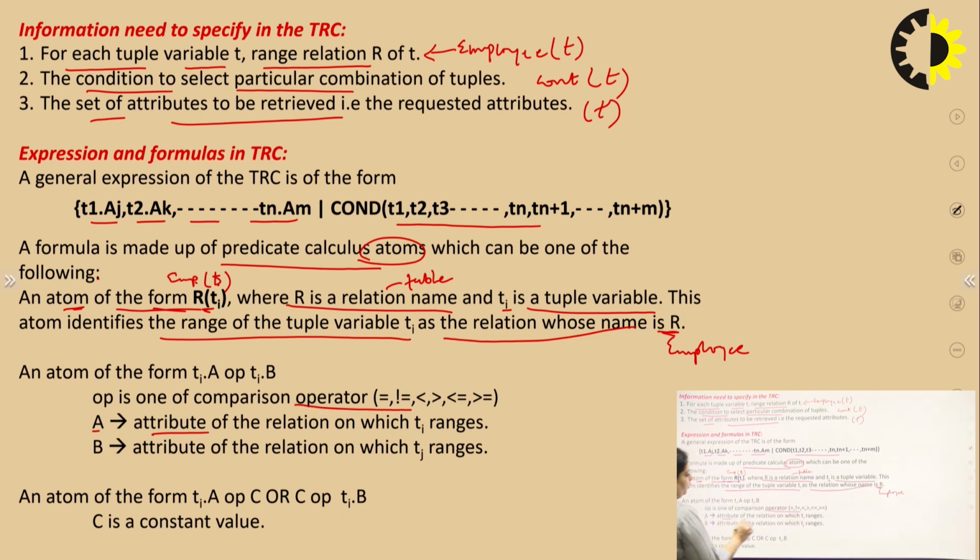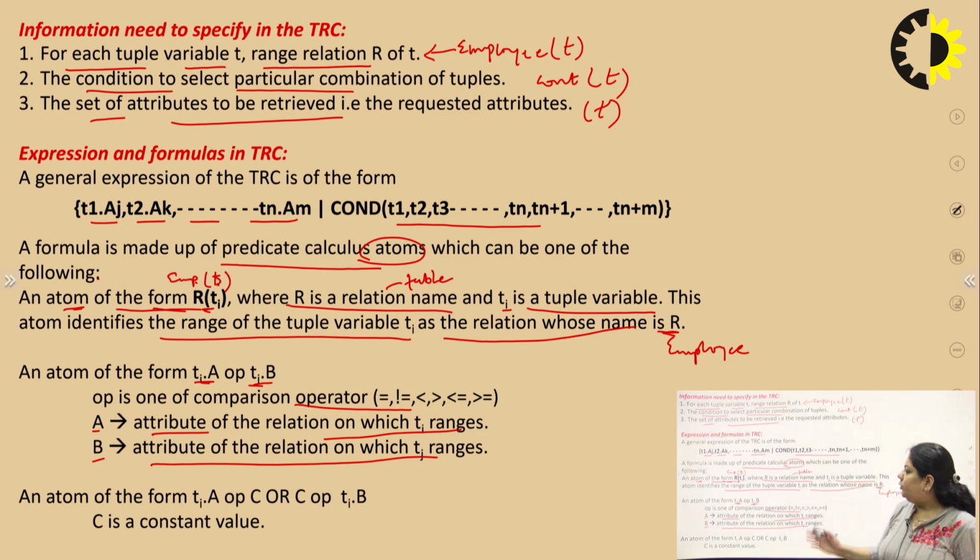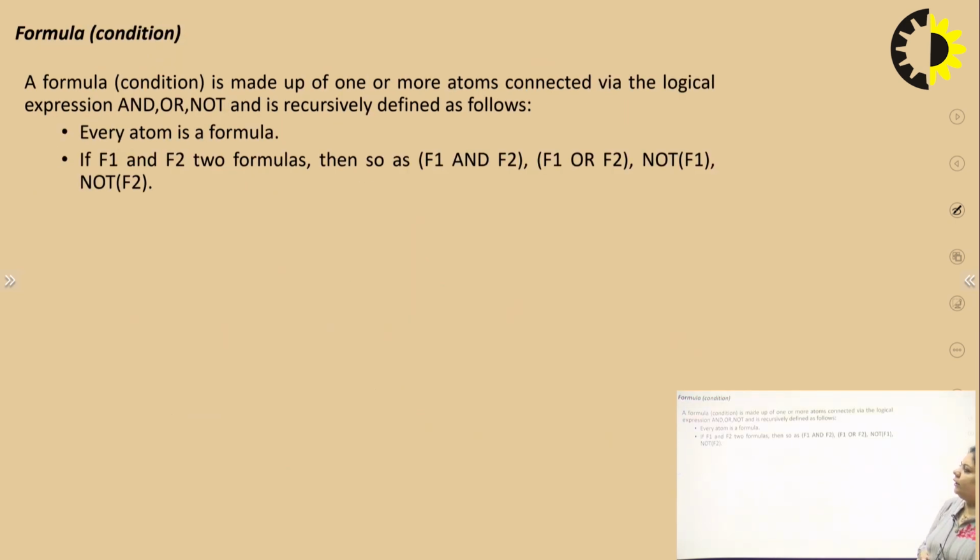A is an attribute of a relation on which Ti ranges, and B is an attribute of a relation on which Tj ranges. That means if you are opting for different variables for different attributes, then you have to write the comparison. You can use a comparison operator, or you have to give the name of the attributes in that relation. Okay, so this is a formula.